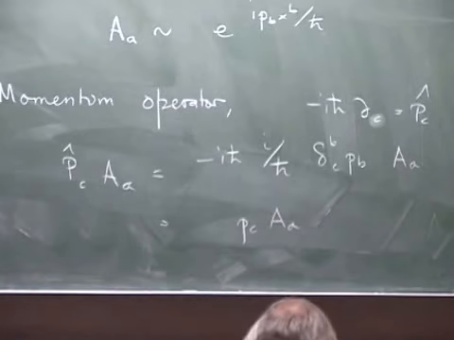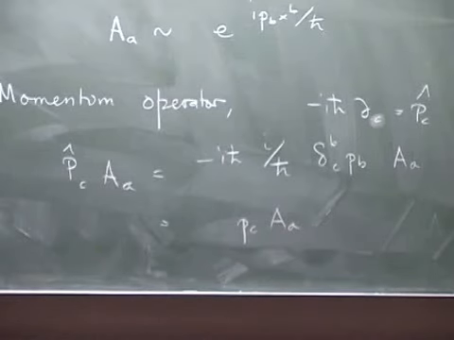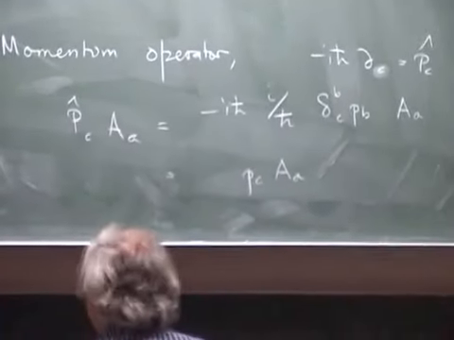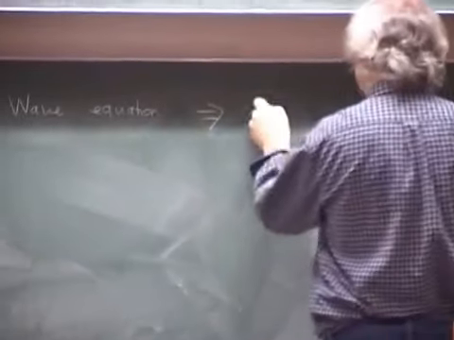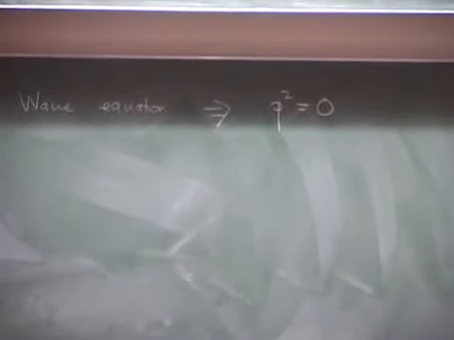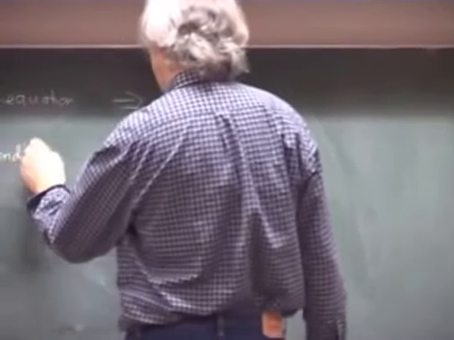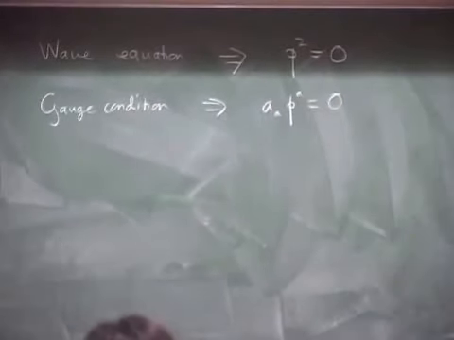If we stay in flat space for a moment, you can now see what the consequences of the wave equation are. First of all, the wave equation then implies that p squared equals 0. That's because in flat space the Ricci tensor vanishes and the box just gives you a p squared. And the gauge condition tells you that the polarization vector is orthogonal to the momentum vector. As you'd have expected in general.